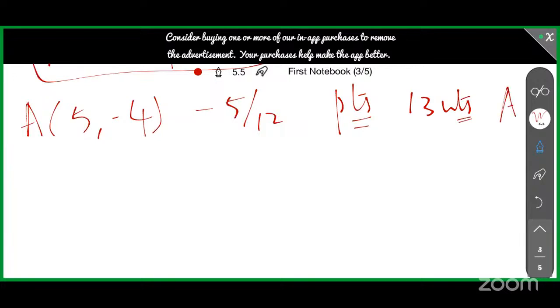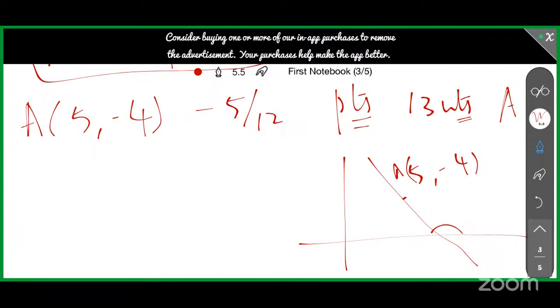I'll explain in a small diagram. There is one line passing through the point (5, -4), with slope equal to -5/12. We have to find a point on the line such that it is 13 units away from this point. So that point should be on the line only.